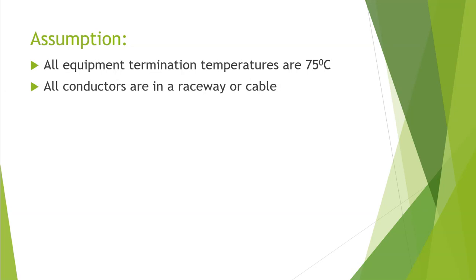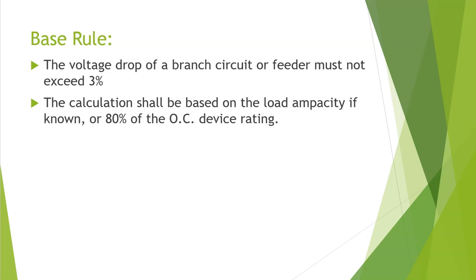Any calculation we're going to do in this video will be based upon an assumption that the equipment involved is rated for 75 degrees for a termination temperature rating. We're also going to be assuming that any time we're looking at a conductor arrangement, it would be installed in a raceway or it would be a cable assembly. So now that we've taken a look at those assumptions, let's get started by taking a look at the base rule that's going to be guiding this process.